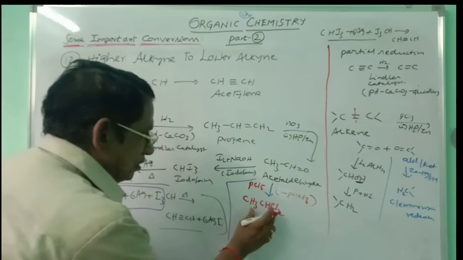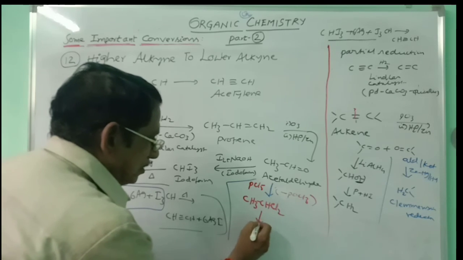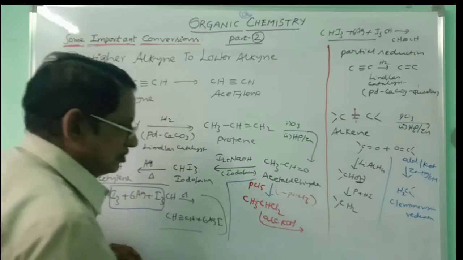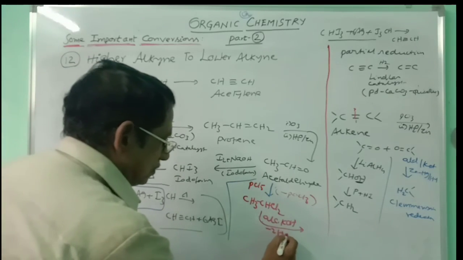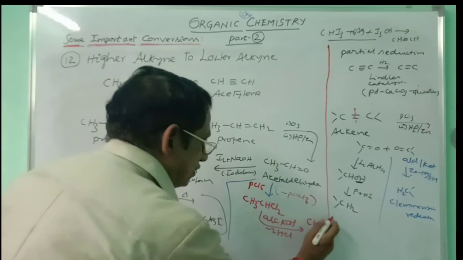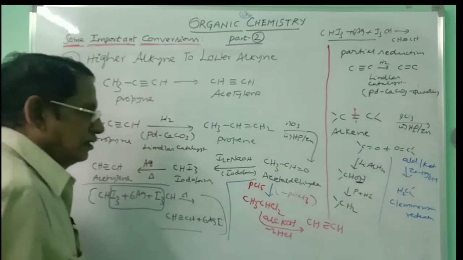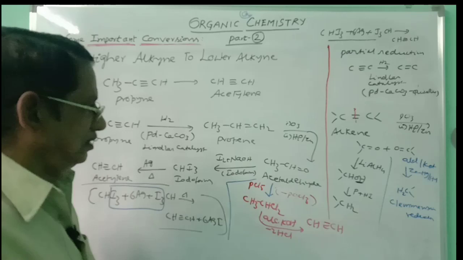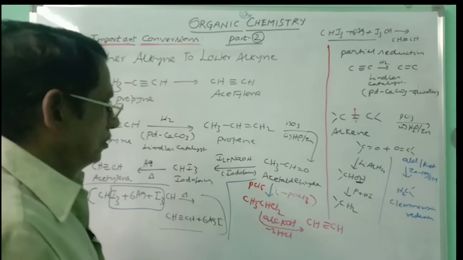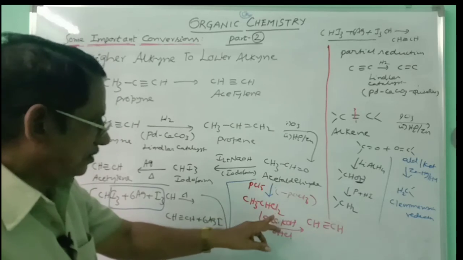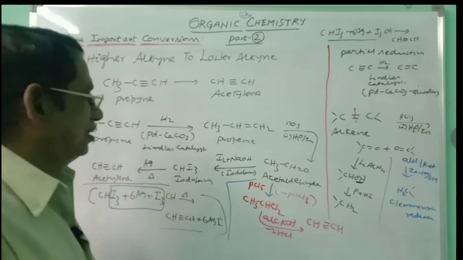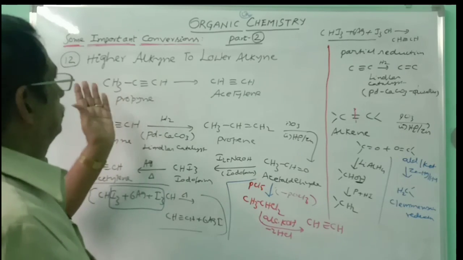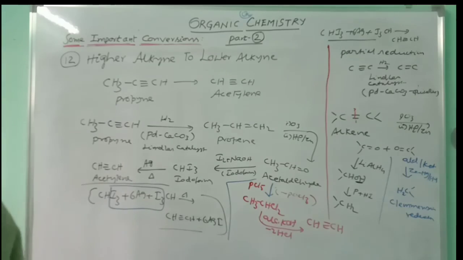1,1-dichloroethane. If you take dehydrohalogenation using alcoholic KOH, minus 2HCl, it will be converted into CH triple bond CH. This also you can adopt. This is the way of doing the problem. Acetaldehyde can be converted into acetylene by converting it into the geminal dihalide and treating with alcoholic KOH, or converting into iodoform and then heating with silver powder. Either of these ways you can adopt. Anyhow, propyne is converted into acetylene. Please note it.